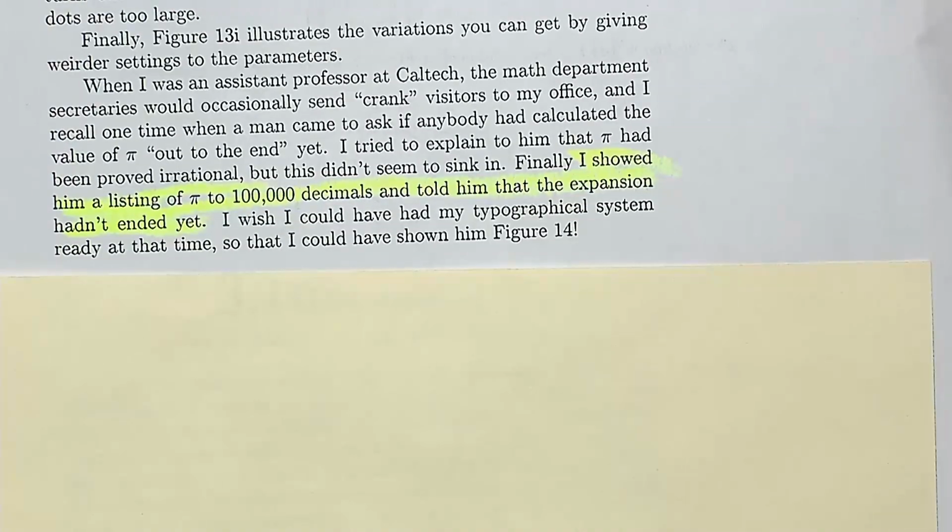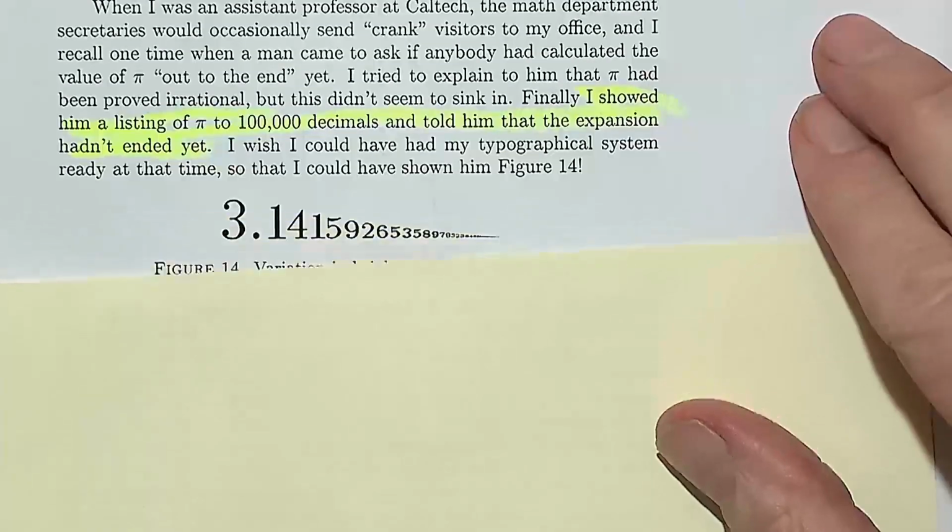31 trillion, well, is that the end? Okay, so I tried to explain to him that pi was proved irrational, but that didn't seem to sink in. So I finally showed him a listing of 100,000 decimals, and I told him that it hadn't ended yet. But I wish at that time I would have had tech done, because now I can show you pi all the way out to the end.